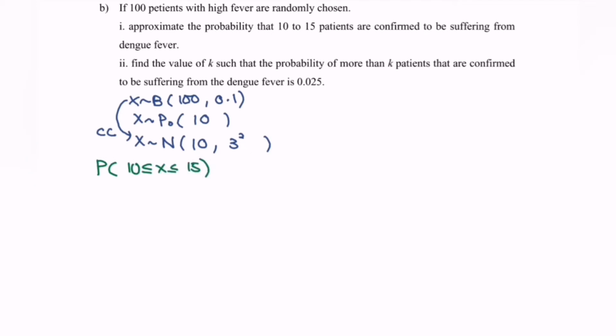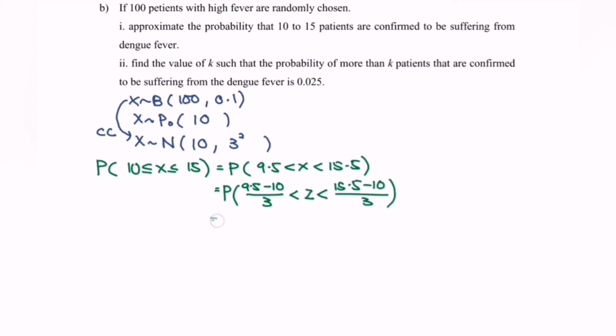So first, what we have to do is to apply the continuity correction. So the situation will be the probability that 9.5 and then 15.5. That will be the correction. The following step is to standardize the situation where we have 9.5 minus 10 over 3, then Z, then we have 15.5 minus 10 over 3. Simplify the situation. Probability that negative 0.17, then we have 1.83.